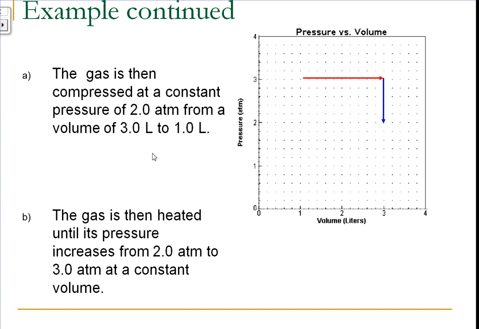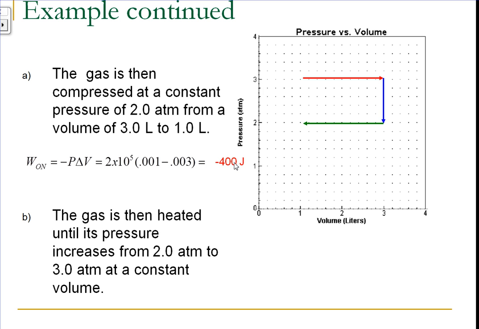Now, we're going to have the gas being compressed at a constant pressure of 2 atmospheres from 3 liters to 1. So, the work done on is minus P delta V, or 2 times the change in volume. Now, final is 0.1 cubic meters and then initial is 0.3. So we get a work of negative 400 joules.